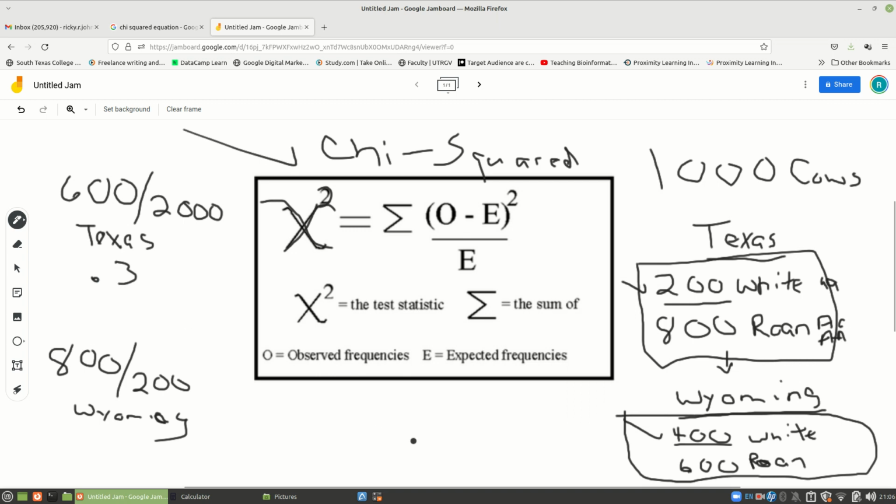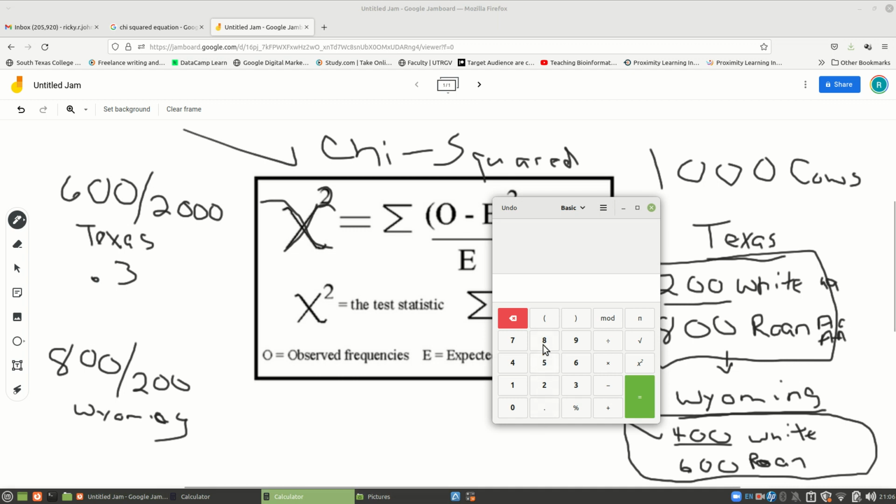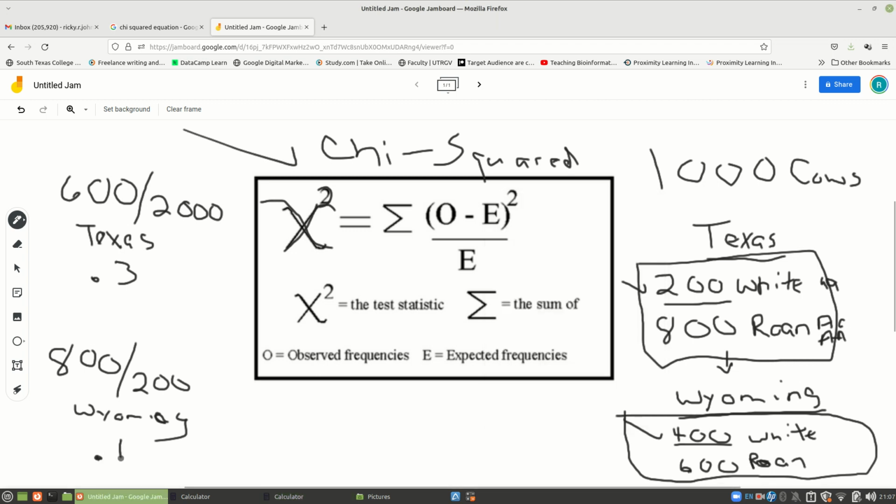And the other one is 800 divided by 2,000, and that's 0.4. Okay, easy enough. Not hard numbers to work with. On the test, I'll give you two numbers, and what you need to do is know where to plug them in and find this answer. This is an easy equation, especially the way I have it set up.